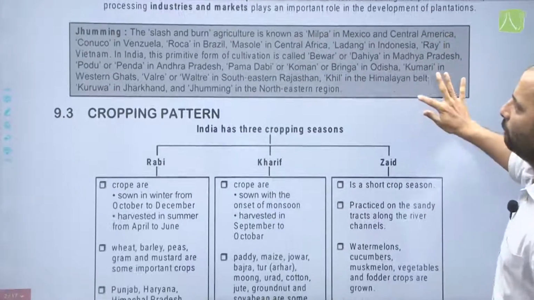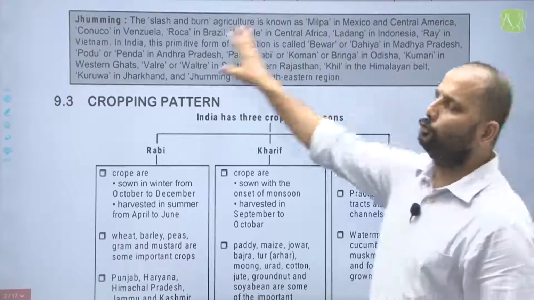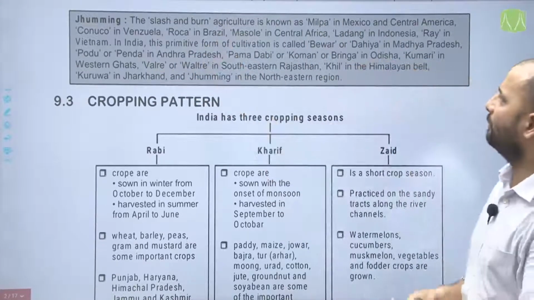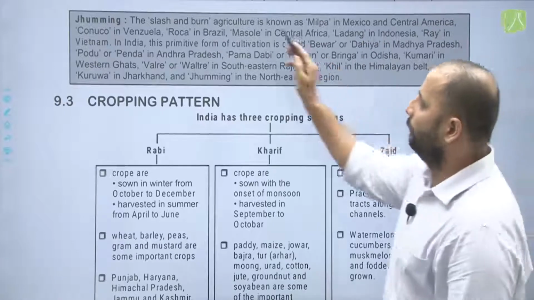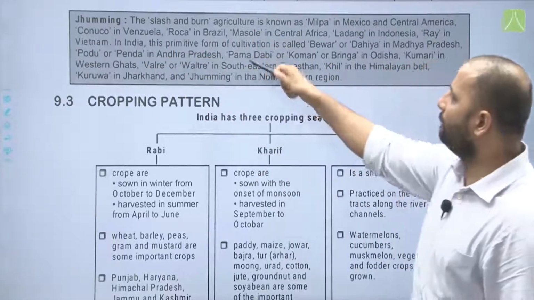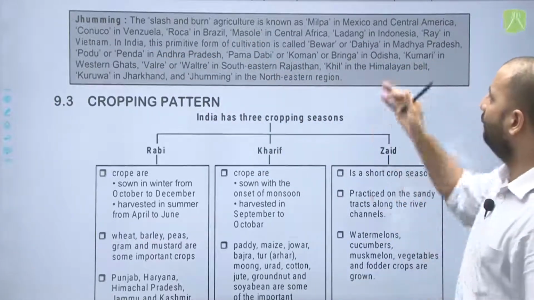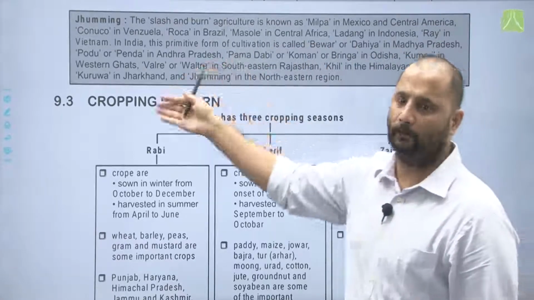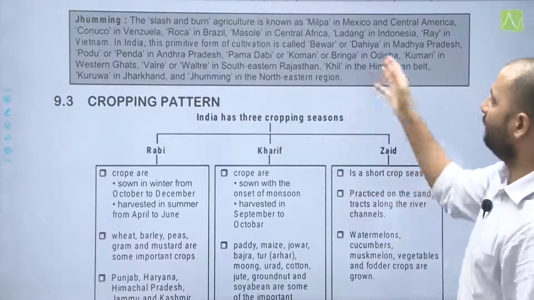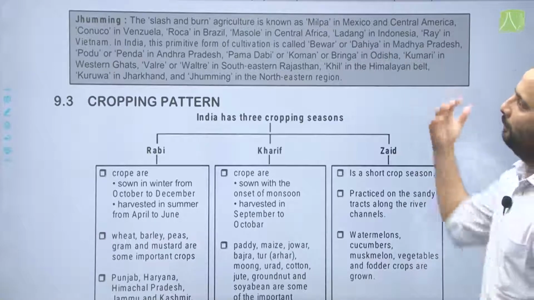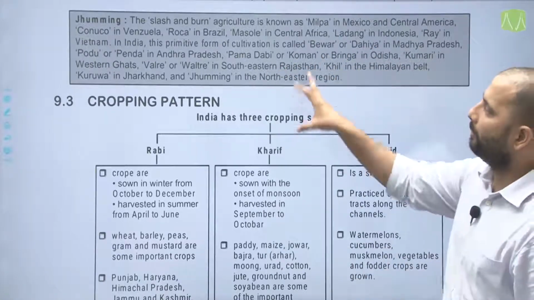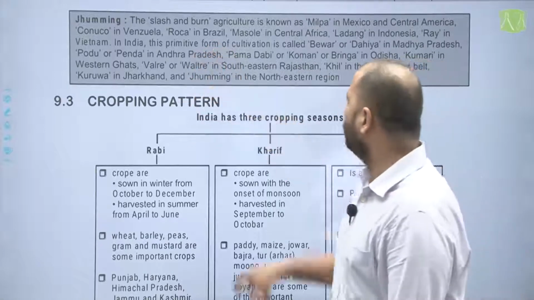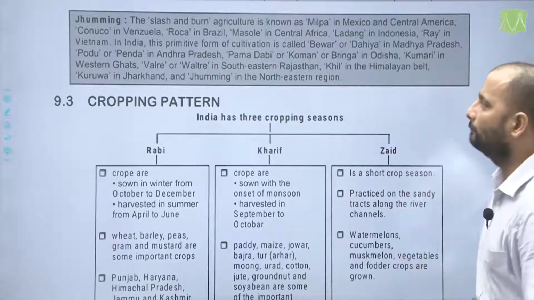Now, that is what we were referring to earlier. Jhuming, the slash and burn agriculture, is known as milpa in Mexico and Central America, Conuco in Venezuela, Roca in Brazil, Masole in Central Africa, Ladang in Indonesia and Rien in Vietnam. In India also it is known by different names, that is Bewar or Dhaiya, Podu or Penda, Pamadabi, Kumari, Komon, Valre or Valtre, Khil, Kuruwa and Jhuming in various parts.